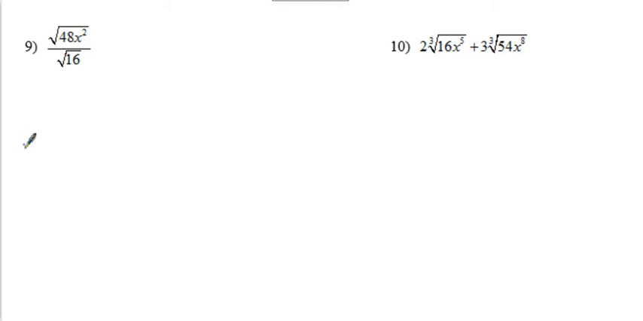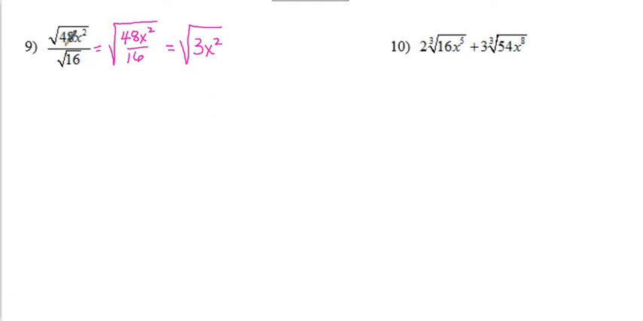Example 9, again, use whatever you can to your advantage. Okay, these are currently separated into the square root of 48x squared divided by square root of 16. You can certainly make this into a 4 and pull out perfect squares, but hopefully you immediately recognized that if you were to put this all under the square root symbol and reduce the fraction inside it, it would make things go quicker. If you were to recognize that 16 goes into 48 3 times, this would go quicker for you.